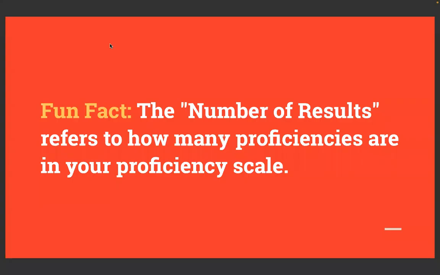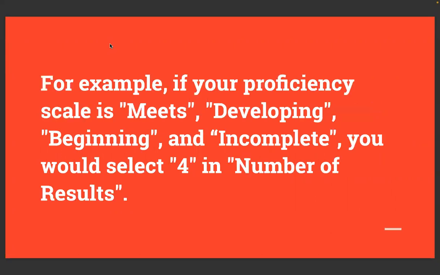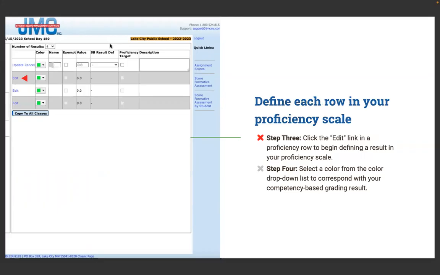So essentially, the number of results refers to how many proficiencies are in your scale. So if you think about the feedback that you give students, is this on a 4, 3, 2, 1, or a meets or developing or beginning and incomplete scale? However many of those results you would have, that's the number that you would select in that drop-down list there. So step 3, now you begin defining each of those results. You click the edit link next to a proficiency row to begin defining those results.